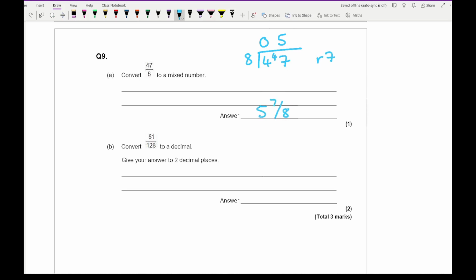Then with question B, it says convert 61 over 128 into a decimal. So for this, all you need to do is just simply stick this into your calculator and it should equal 0.4765625. I'm going to round it to 2 decimal places. So then it becomes 0.48.